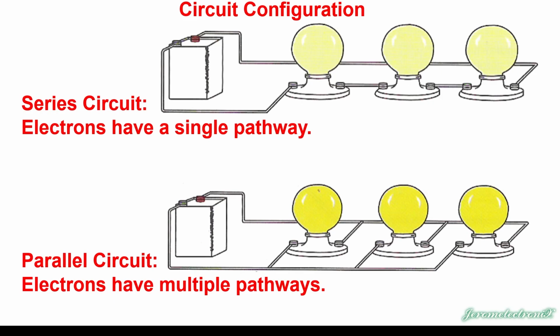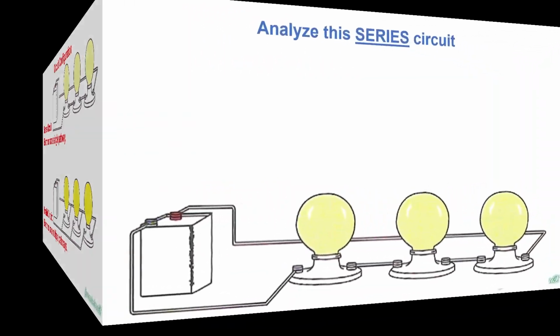Now, I hope you wrote this down. In a series circuit, there is only one pathway. There's only a single pathway. Parallel circuit has multiple pathways, and that's really what you need to know for now. But I probably should warn you that there is also combination series parallel, and you'll need to know how to analyze those too, but we'll deal with that later.